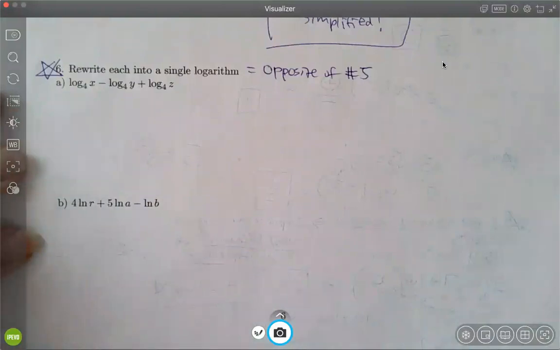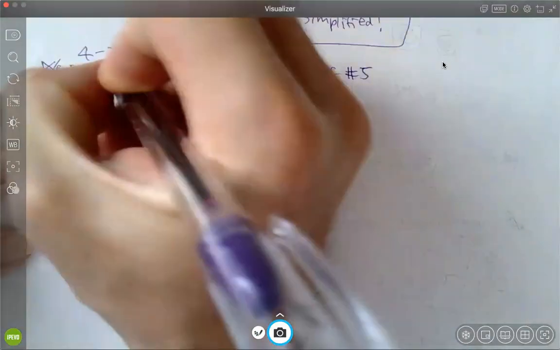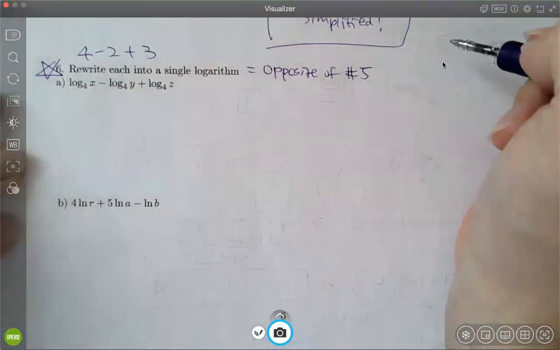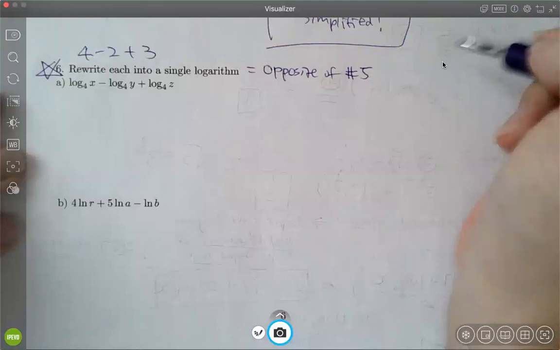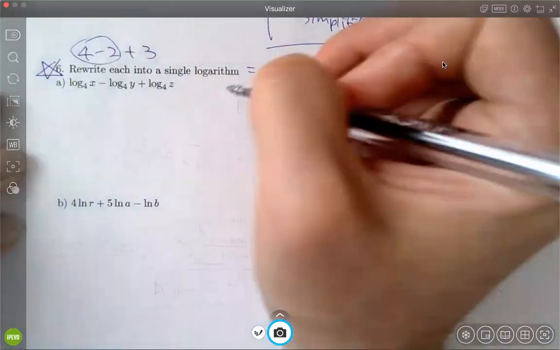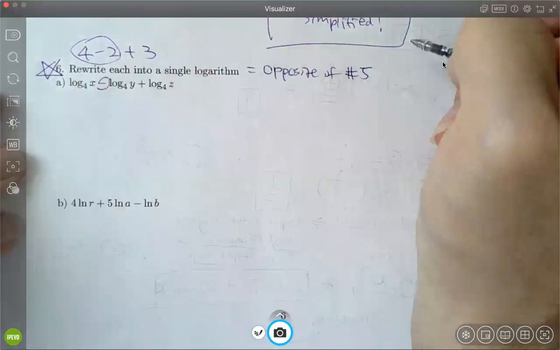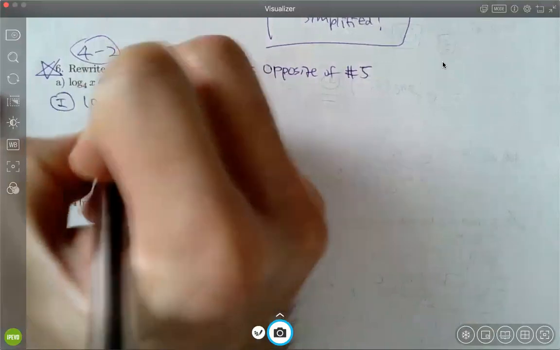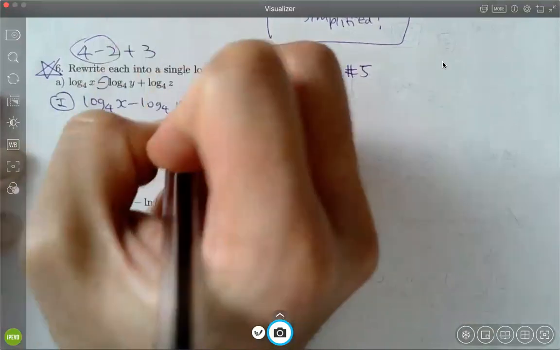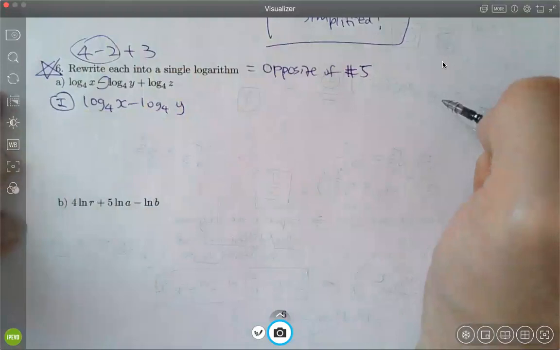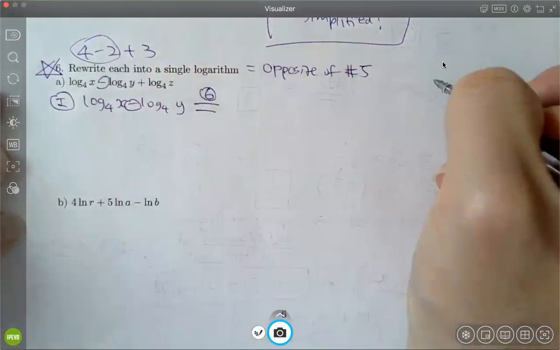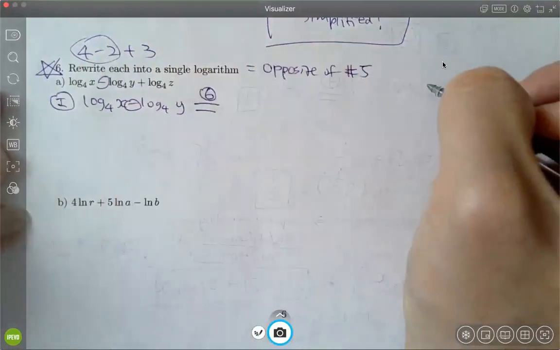Okay, so now here, if these are numbers, like for example, 4 minus 2 plus 3, what's the order? You go from left to right, unless you see parentheses, right? So you do this one first. So first, log 4x minus log 4y. Okay, so we see the difference in between the two logs. So what does that mean? We have to use rule number 6, right? Backwards.